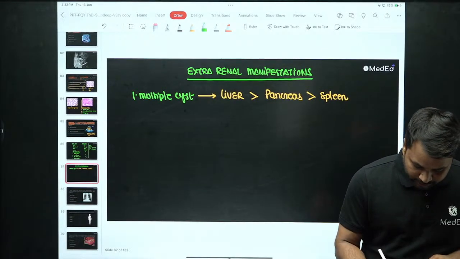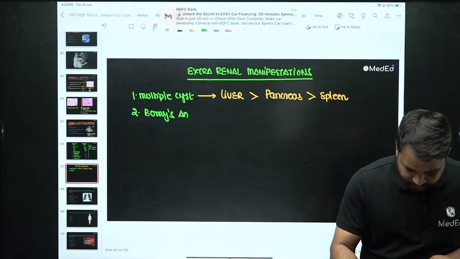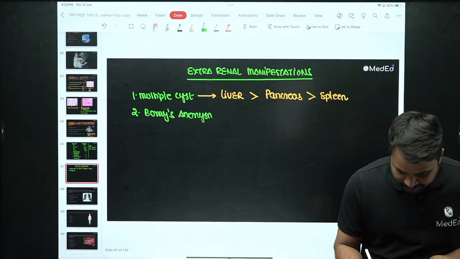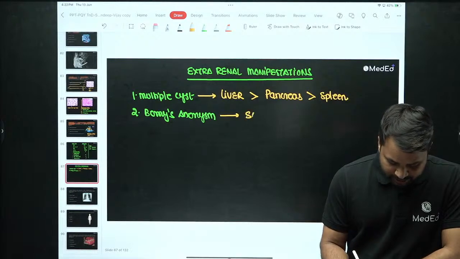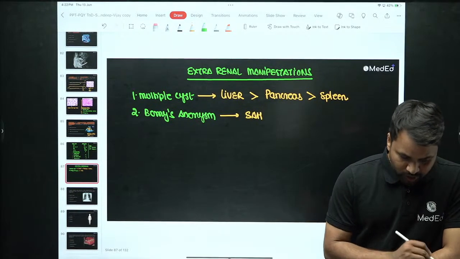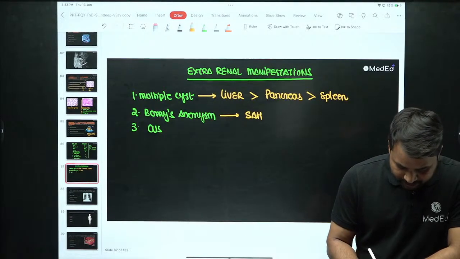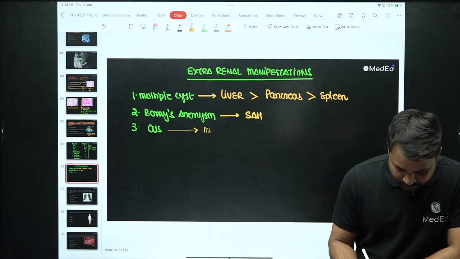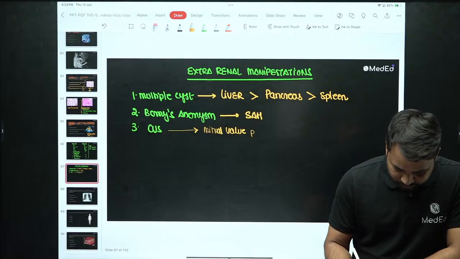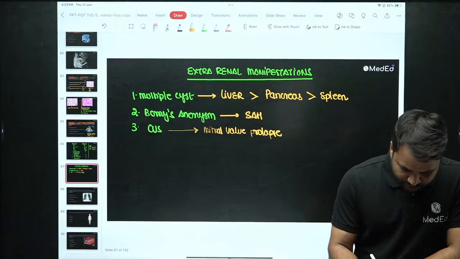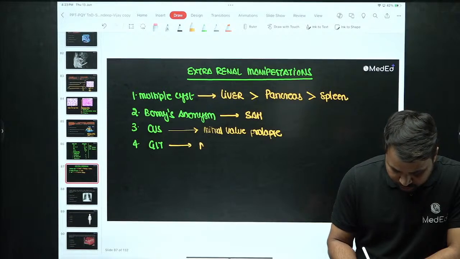Remember, number two, it is going to be associated with Berry's aneurysm, which is the aneurysm of the circle of Willis. When the Berry's aneurysm ruptures, it will result in subarachnoid hemorrhage, which is going to cause the symptoms of stroke. In the cardiovascular system, it is associated with mitral valve prolapse. Now in the GIT, it is associated with diverticulosis.